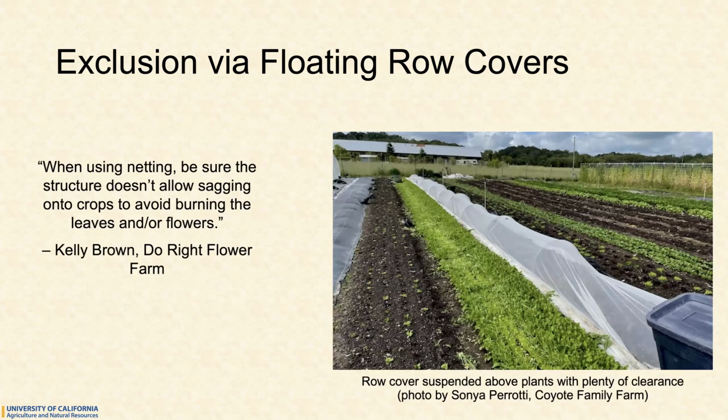So I'm going to start using some anecdotes from farmers who've done a lot of work on cucumber beetles. This one's from Kelly Brown at Do Right Flower Farm, shared with permission. She said, when you're using netting, just be sure that the structure the netting is on doesn't allow sagging onto the crops, to avoid burning the leaves and flowers. I think that's a helpful note just to throw in here.